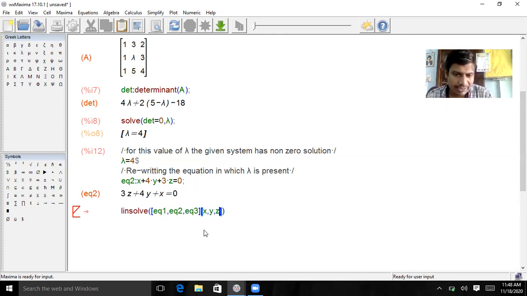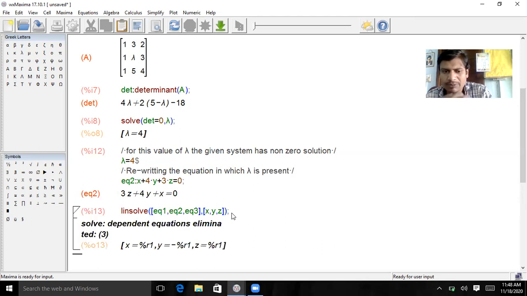After that, see here, in both equation and the unknown mean, you take here, remember this one, this is the comma. Remember this one, don't forget that one. Okay, equation 1, equation 2, equation 3, comma, next x, y, and z. Okay, then semicolon.